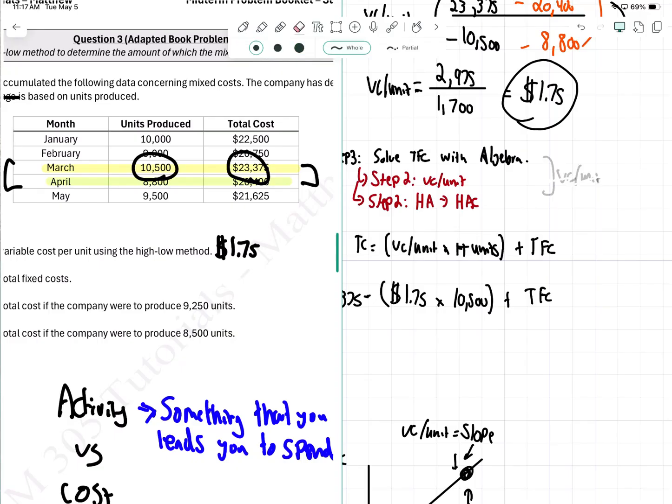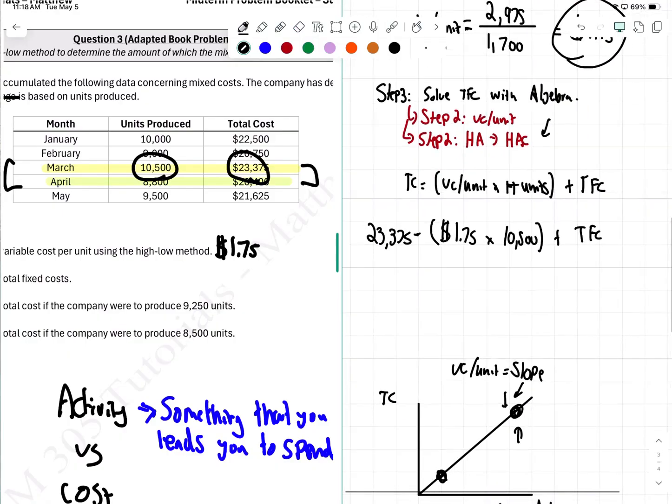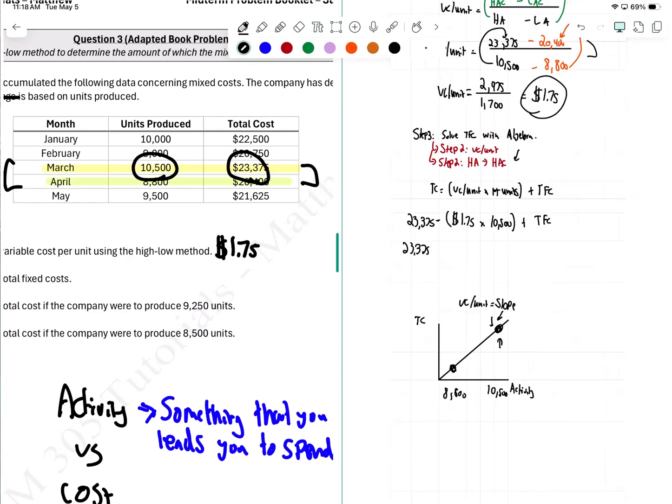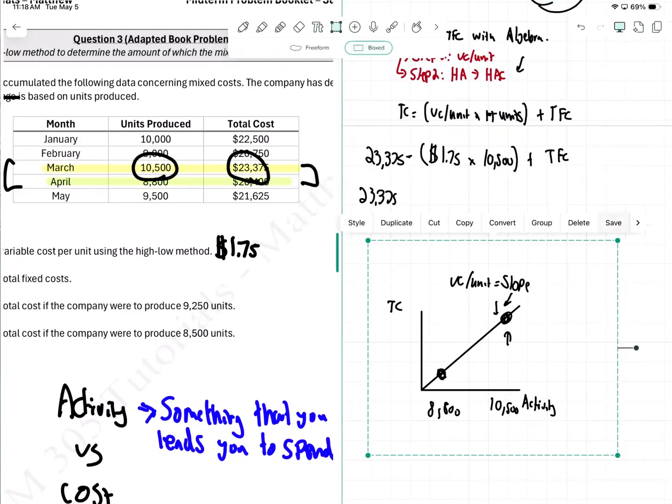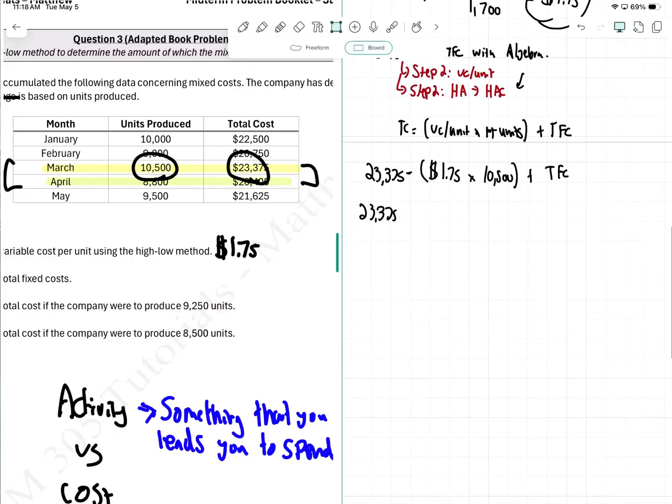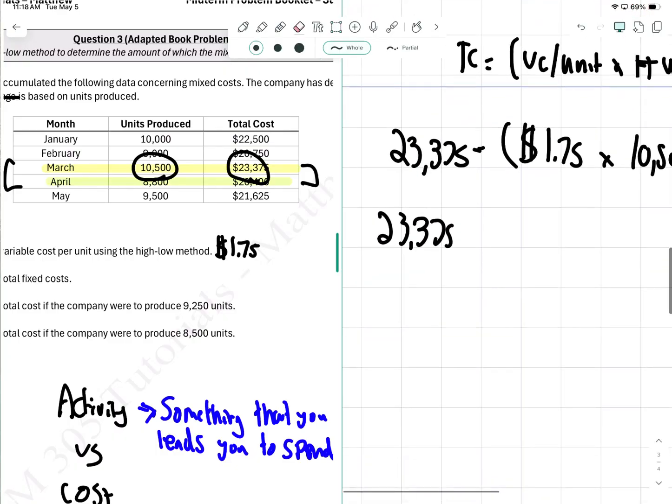And for all intents and purposes, that's why I always say just memorize it. Just pick the highest activity and the highest activity cost. So here we know our total cost, 23,375. I'm going to erase all this. If you want to go back and watch it, by all means, but this is just extra theory for no reason. Anyways, for 23,375, this is your total cost.